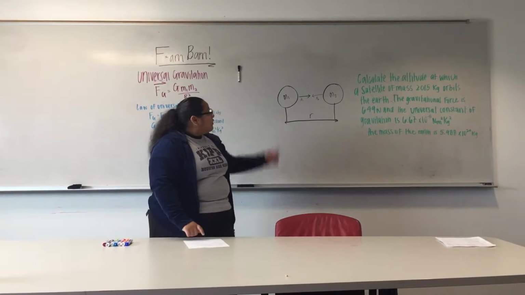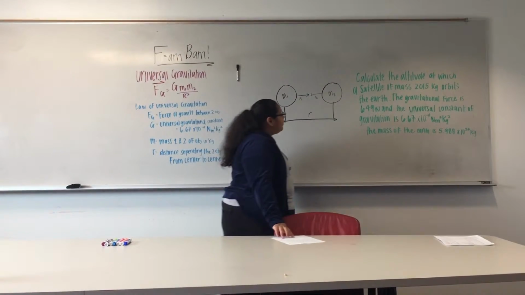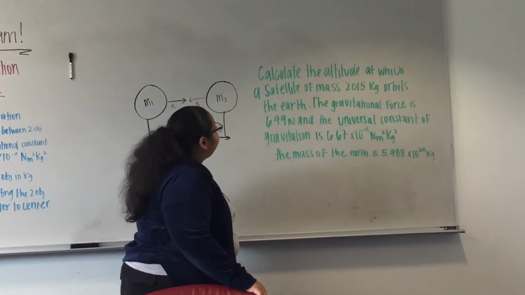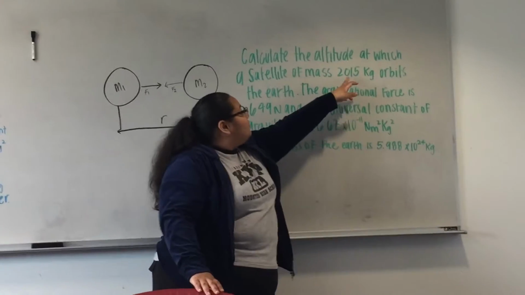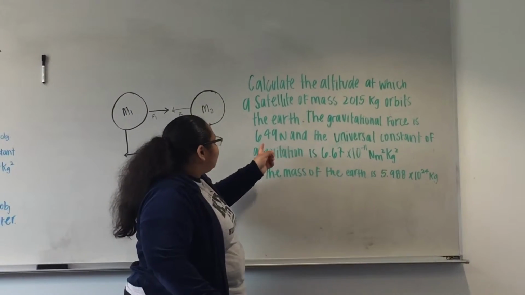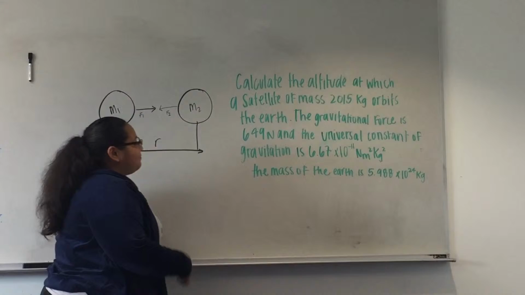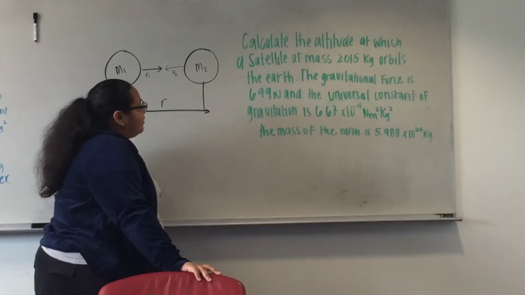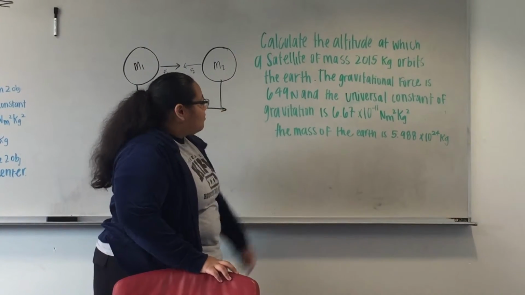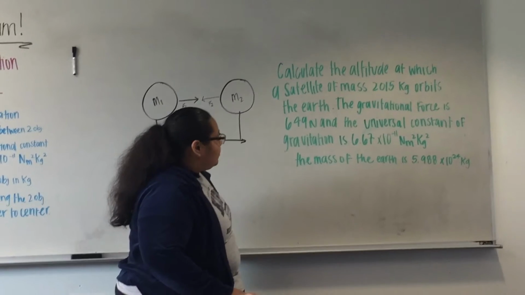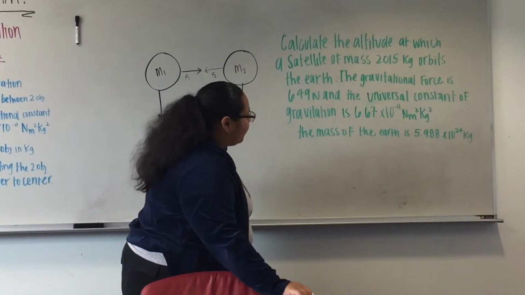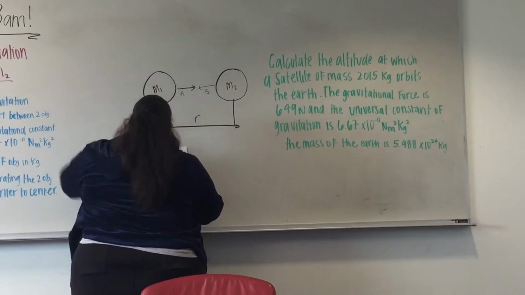Alright, now we can calculate our problem here. So, calculate the altitude at which a satellite of a mass 2015 kilograms orbits the Earth. The gravitational force is 649 newtons, and the universal constant is, of course, 6.67 times 10 to the negative 11 Newton meters squared per kilogram squared. The mass of the Earth is 5.988 times 10 to the 24th kilograms.